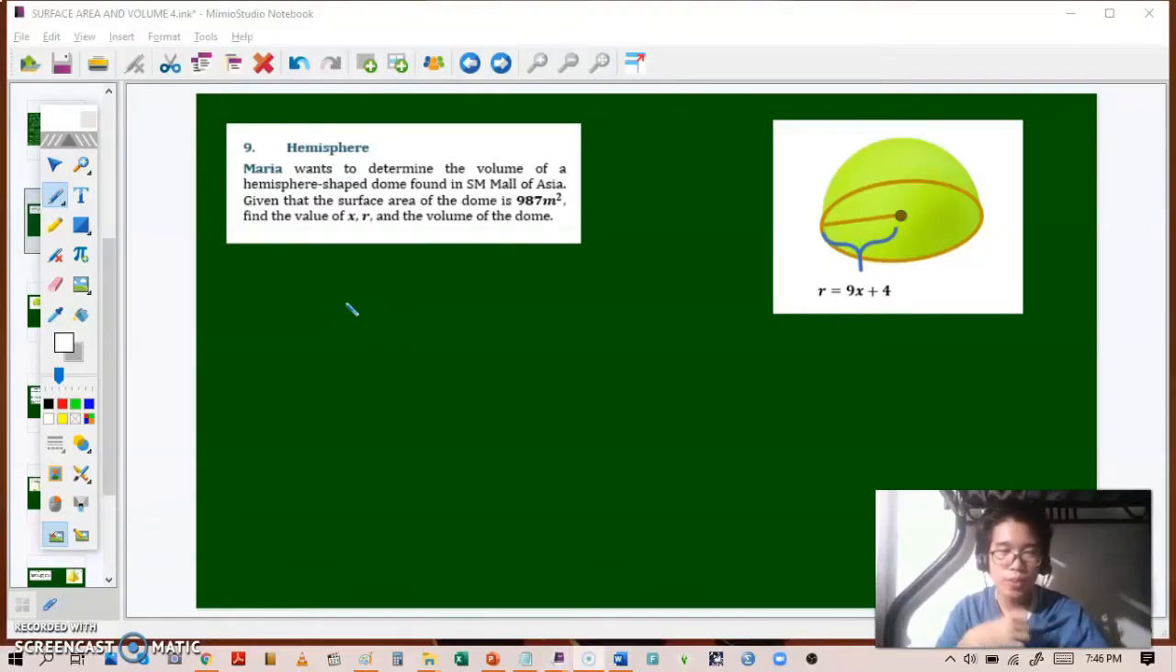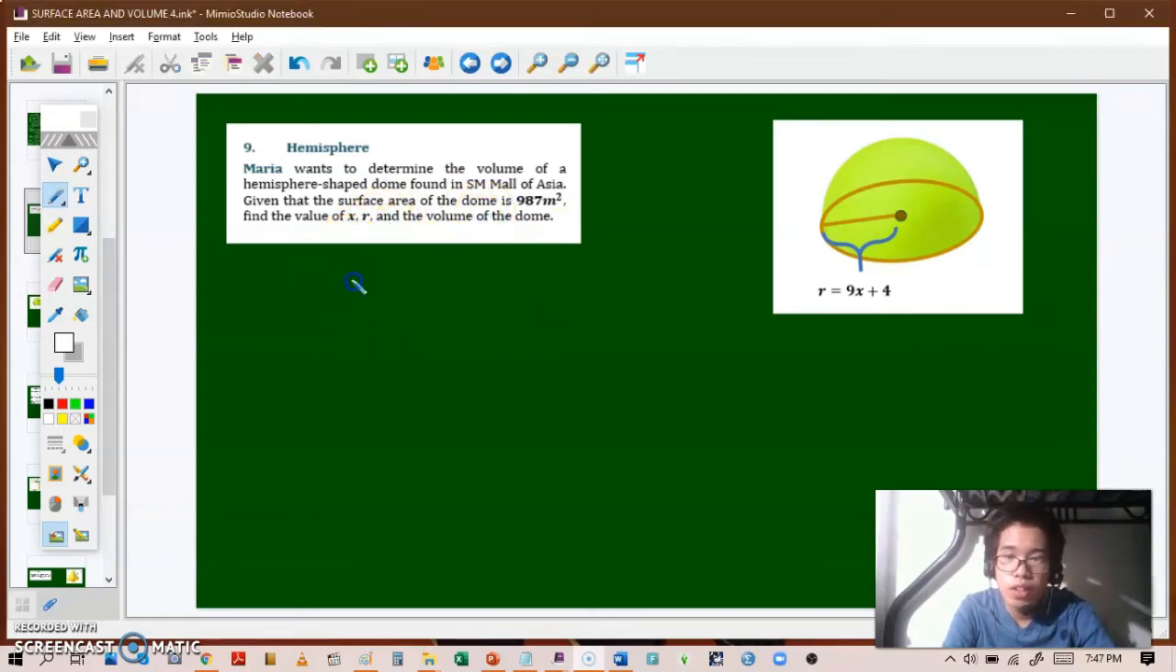Okay, so for this problem, we have a hemisphere. Maria wants to determine the volume of a hemisphere-shaped dome found in the SM wall of Asia. Given that the surface area of the dome is 987 meters squared, find the value of x, the radius, and the volume of the dome.